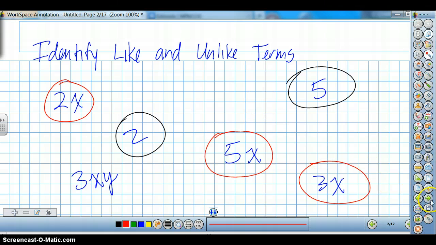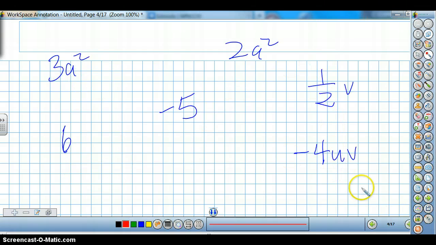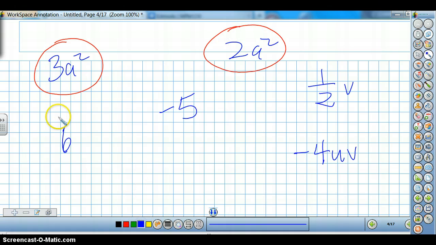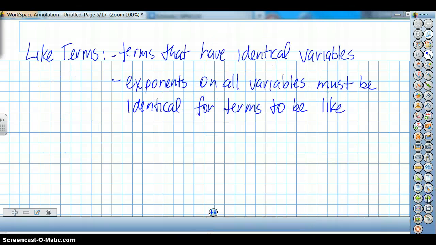Let's do something similar on the next screen. What looks similar to stuff on here? Well, this looks similar with this, and nothing else looks similar to anything else, so these are all unlike terms. If we do it again on this screen, I have this that looks like this, and I have numbers that look like numbers, and these are unlike terms. So let's do some algebra, or we're going to get into some algebra.